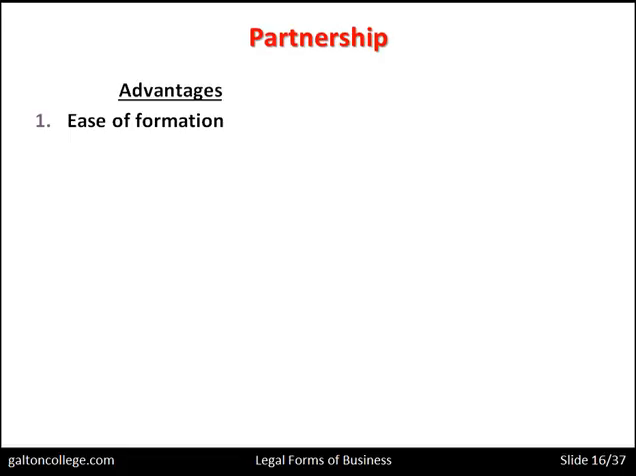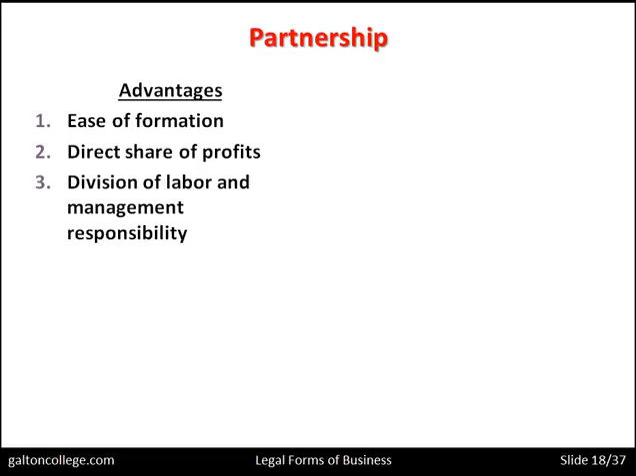Very, very straightforward. A trip to a lawyer or solicitor should get it done very quickly. It just means having documents agreeing on who does what and who owns what and what their roles are. There is a direct share of profits. The partners tend to share the profits equally. So with two or more, if the business is working well and makes a profit, then the profits are shared equally. There can be a division of labour and management responsibility.